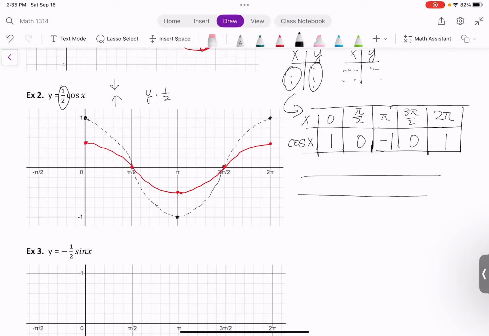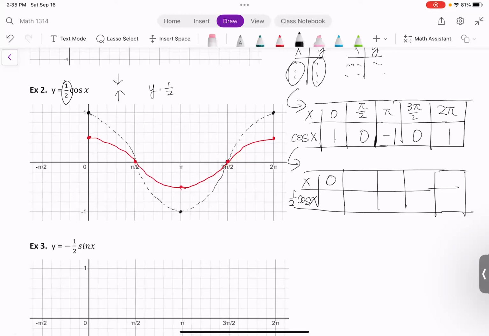And by the transformation, we have the new T-chart. This is X. The second line is Y's value, 1/2 cosine X. Does the X change? No, all the X keep the same. Nothing changed here: 0, pi over 2, pi, 3 pi over 2, and 2 pi. But the Y becomes 1/2, so change all the Y here. 1/2 times 1 is 1/2, 0 times 1/2 is 0, -1 times 1/2 is -1/2, 0, and 1/2.